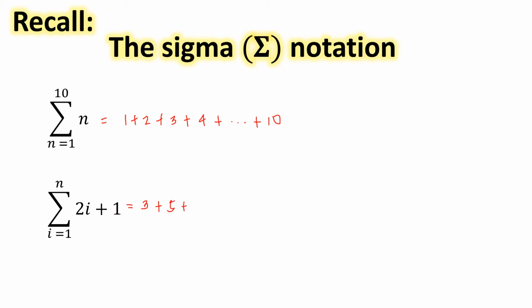The next term will be where i is equal to 3. 2 times 3, that is 6, plus 1, 7. And this continues, the series continues until i is equal to n.